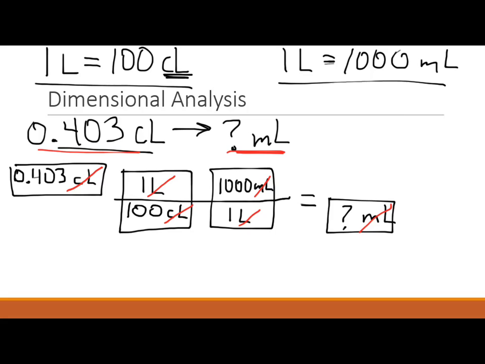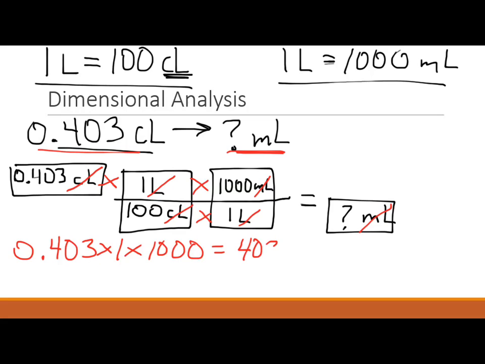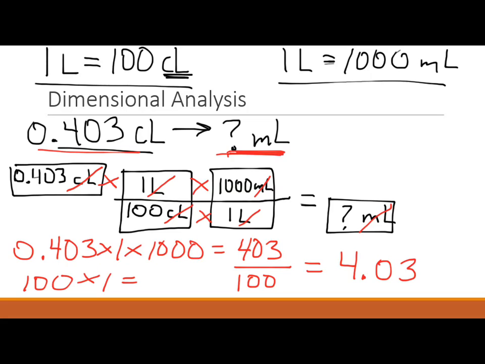So let's see, what's my next step? Oh, I just need to multiply all my top numbers together, then multiply all the bottom numbers together, and then divide, right? So 0.403 times 1 times 1,000 is equal to 403, right? And then on the bottom we have 100 times 1, and that is equal to 100. And then just divide top over bottom. So 403 divided by 100 comes out to be 4.03. And what are my units? Well, my question mark was milliliters, so my unit has to be milliliters. So 0.403 centiliters is the exact same thing as 4.03 milliliters.